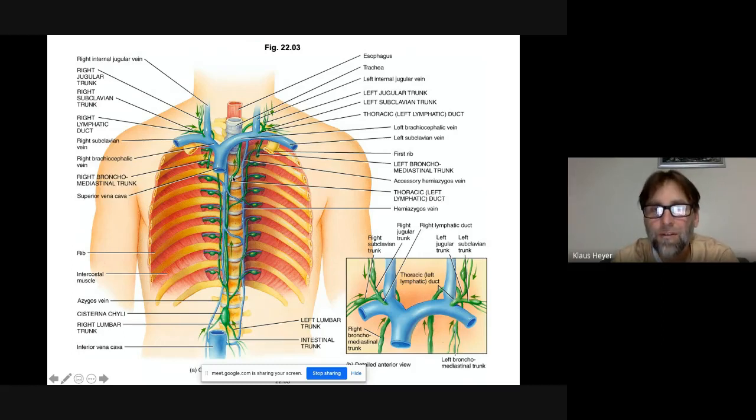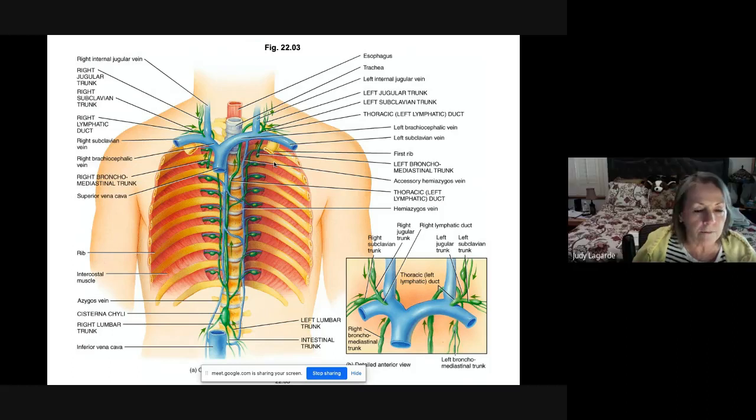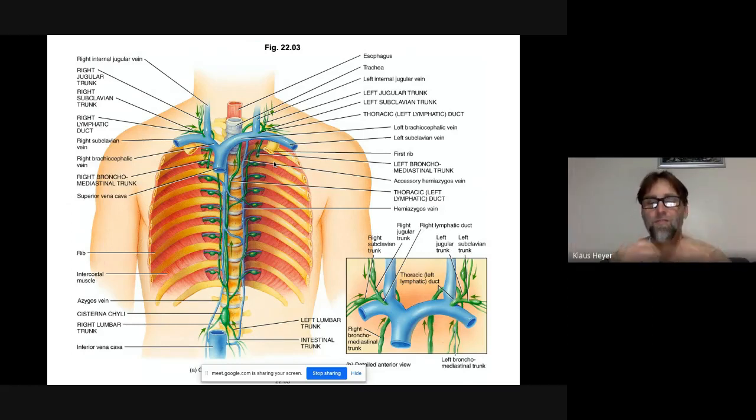This one here is called bronchomediastinal. Broncho meaning lungs, so whenever you see the word broncho, you're thinking something about lungs. Mediastinum is the cavity that the heart fits in. So bronchomediastinal means from the thorax, the heart and lungs area. This trunk right here with this arrow is one of the bronchomediastinal, and this is the other one.